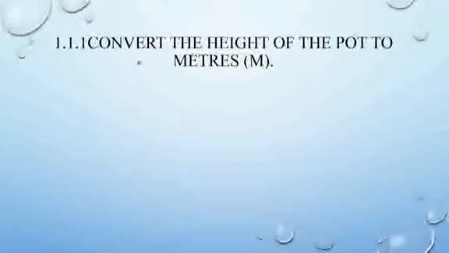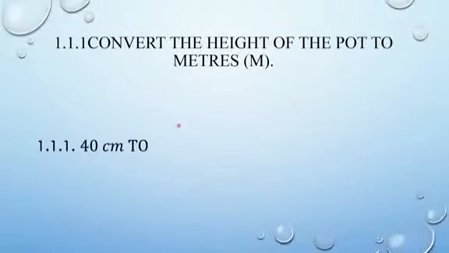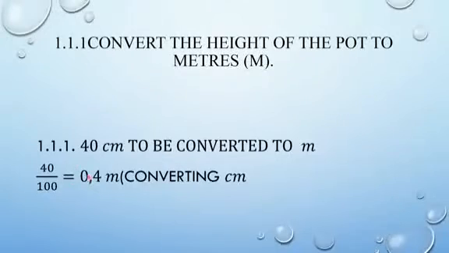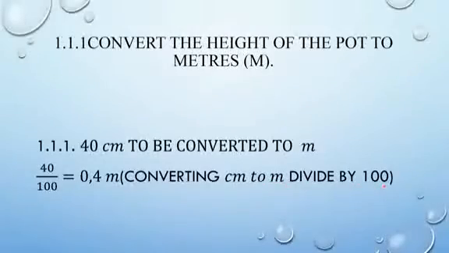Now the question says, convert the height of the pot to meters. So we are going to convert the height of the pot to meters. What is the height of that particular pot? It's 40 centimeters. So you divide it by 100, then you get what? 0,4 meters. So converting centimeters to meters, you simply divide by 100.